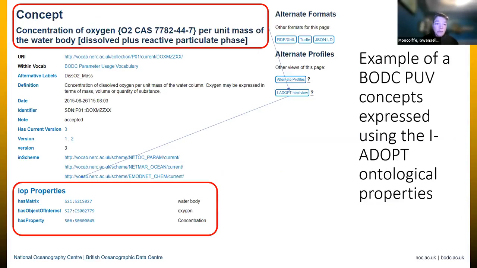This is another example, but this is just to show how it's been implemented in the NERC vocab server. We've actually created a special profile for the IADOPT expression of any terminologies that might require to be decomposed according to IADOPT in the NERC vocab server. And we've created properties here that match the IADOPT properties as matrix, as object of interest, as property. And this is a way it can then be used by SPARQL queries, by reasoners, to obtain the information from the NERC vocab server.